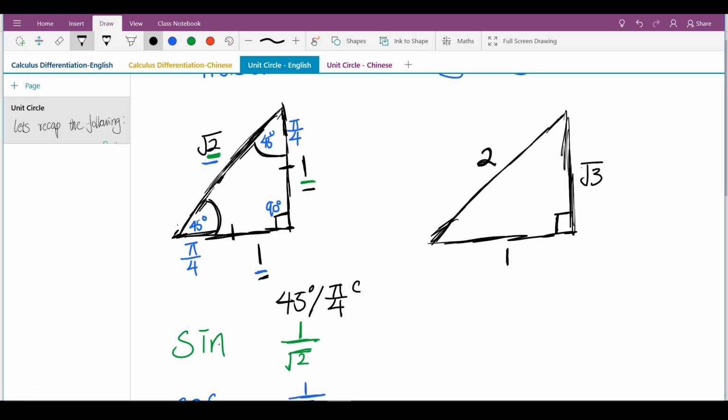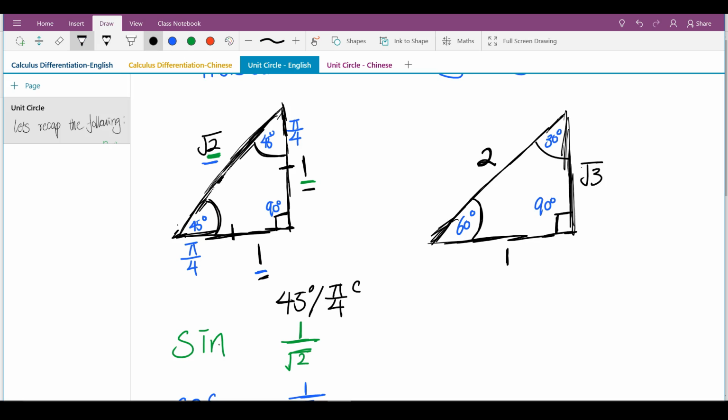Right? So this is another special triangle because the angle here is 60. And the angle on the other one will be, yeah, because all of them have to add up to be 180. So this is 90 over here. So this one must be 30.